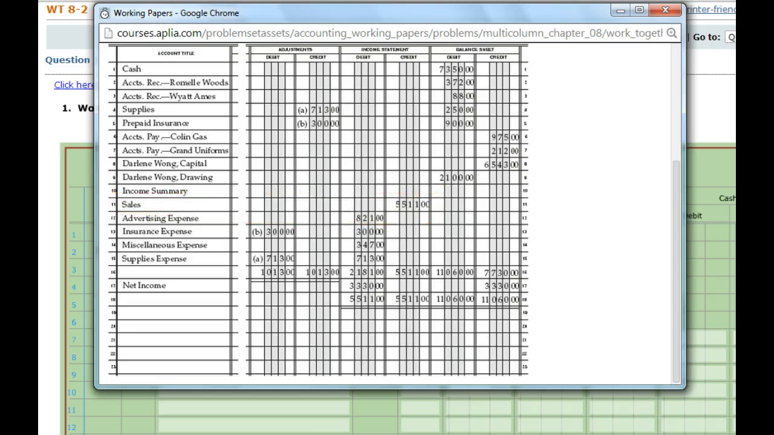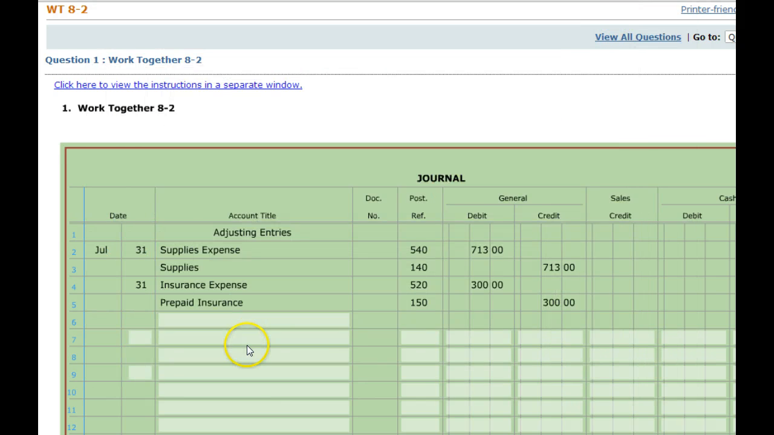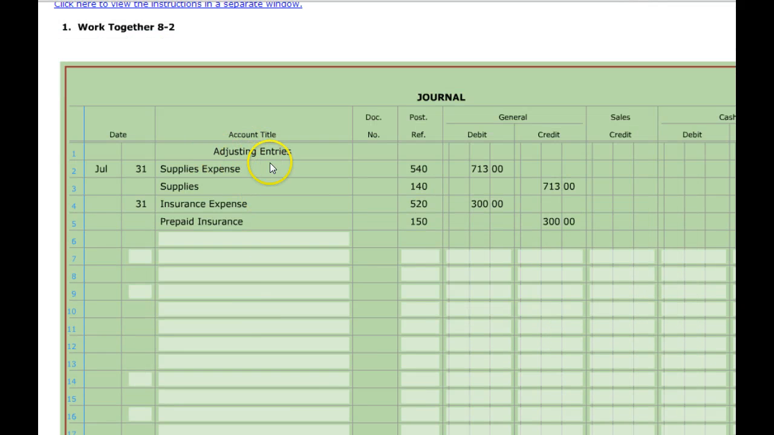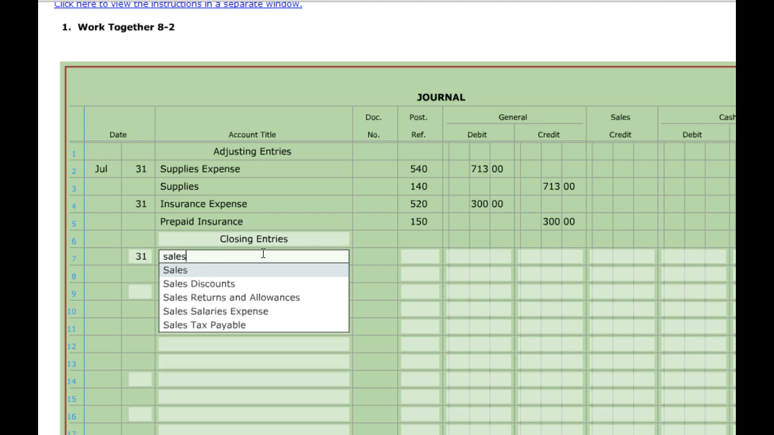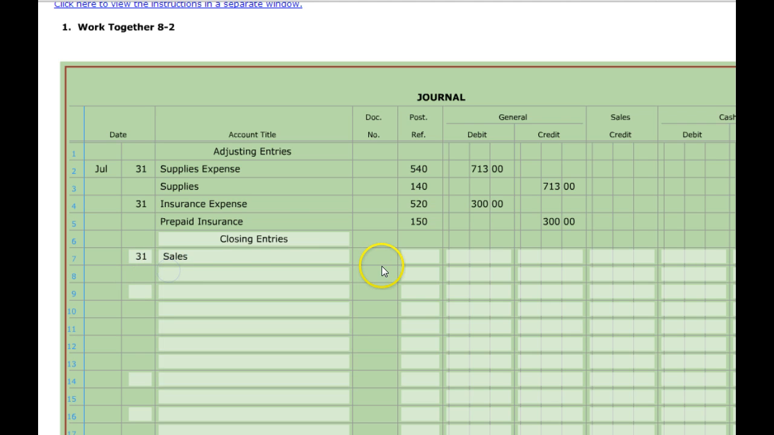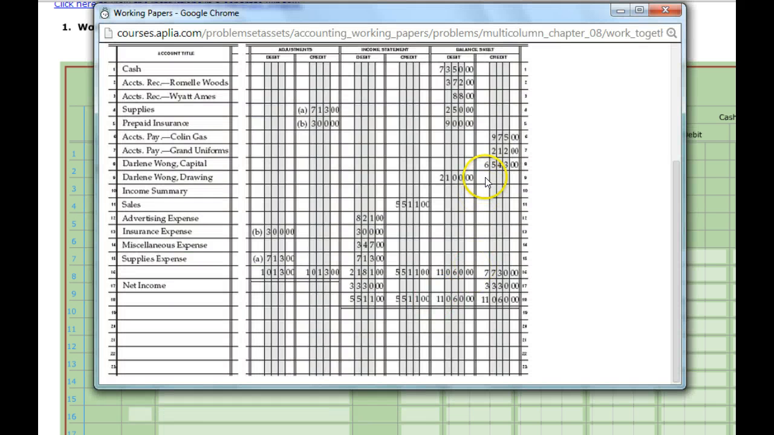So let's go ahead and get started. So just like where we had adjusting entries right here, this is coming from a worksheet, so there's no source document. Instead, we have to label it because there's no source document. We'll label the 31st down. We'll put down sales. And we're going to debit sales for the amount that you see here of 5,511.